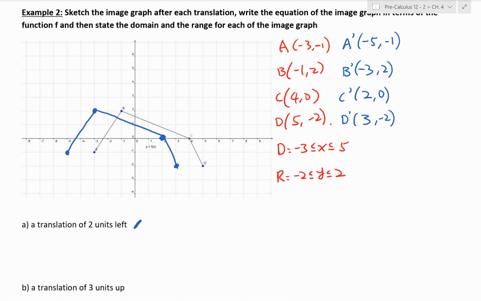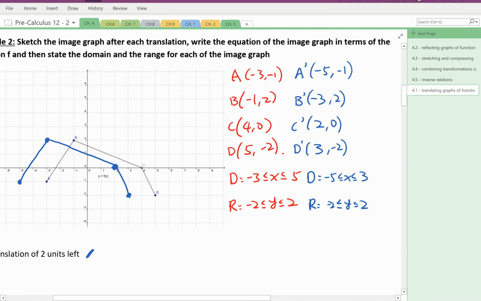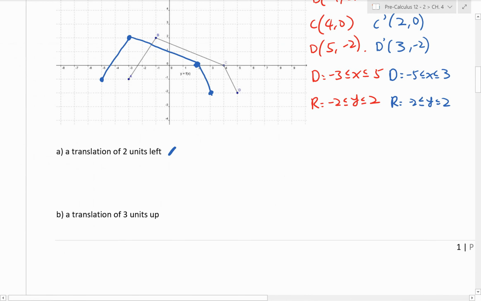All right, what about the domain and range of this new graph now? Because we are moving left, we're not changing the y value, so the range actually remains the same. It goes from -2 to +2. However, the domain is going to change because we move everything to the left by 2. So it goes from -5, and it ended at 5, but now it's only going to end at 3. All right.